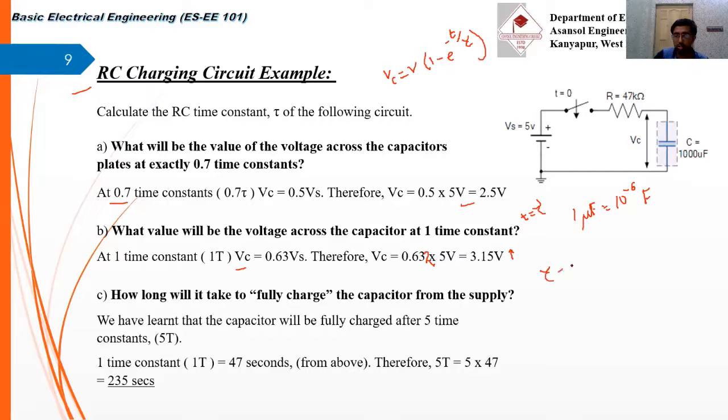Tau equals RC. What is the R value? That is 47 into 10 to the power 3. Fine. What is the C value? That is 10 to the power 3 microfarad, that means 10 to the power minus 6. Okay, this will be cancelled out, so it will be 47 seconds. This 47 seconds is put here. So 5 tau means 5 into 47 seconds.